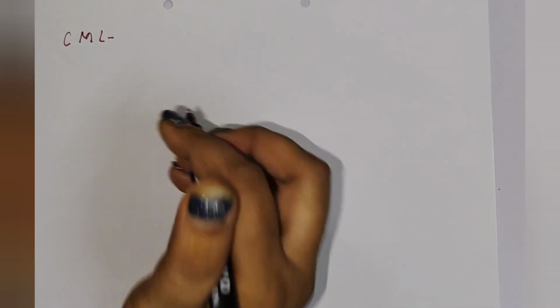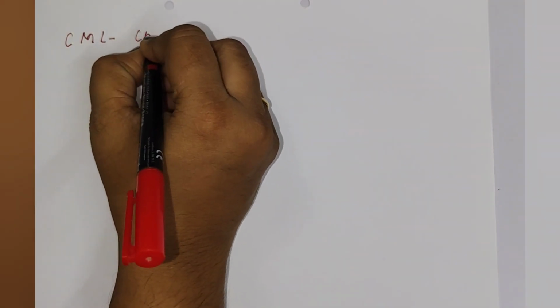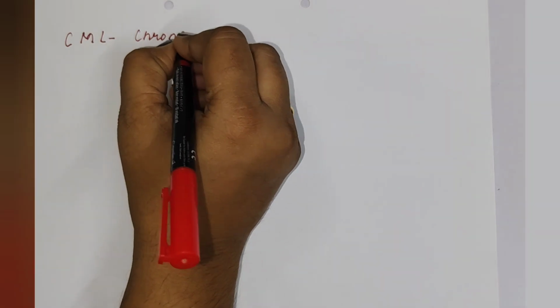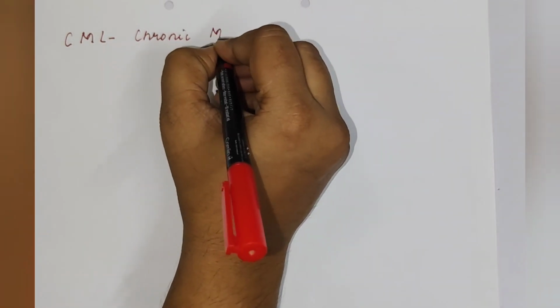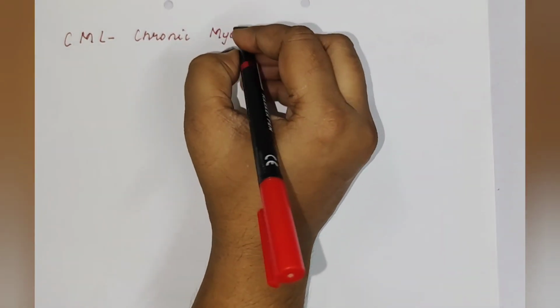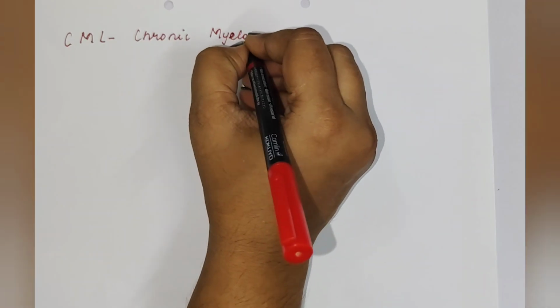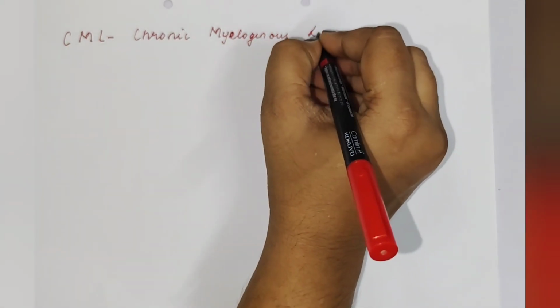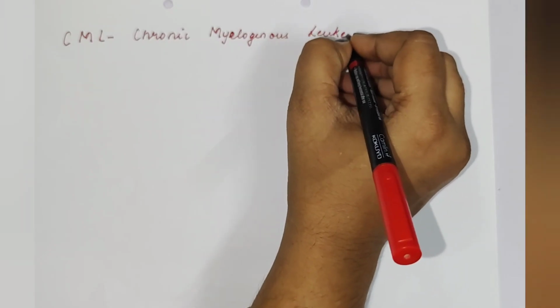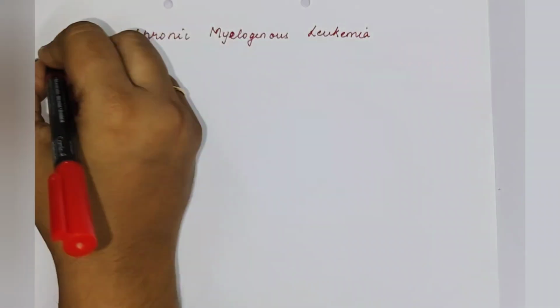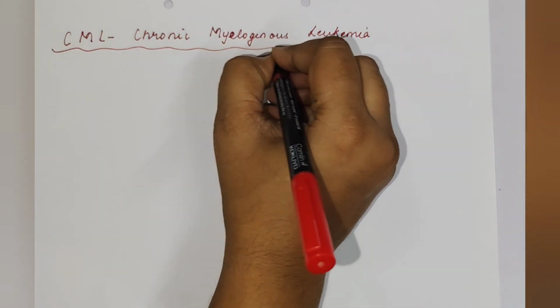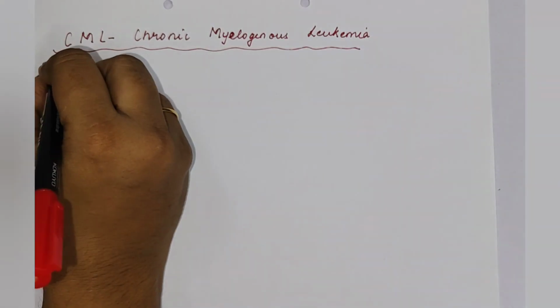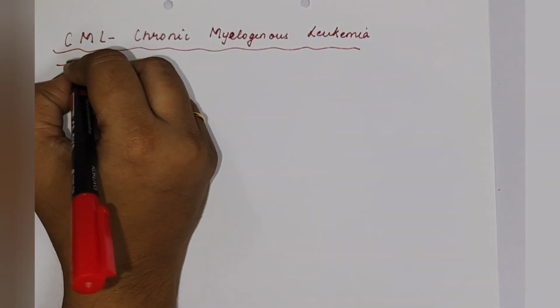So, CML refers to chronic myelogenous leukemia, means it is a type of blood cancer, and in this disease, there occurs a translocation of chromosome number 9 and 22. This was found out with the help of a process which is known as karyotyping.